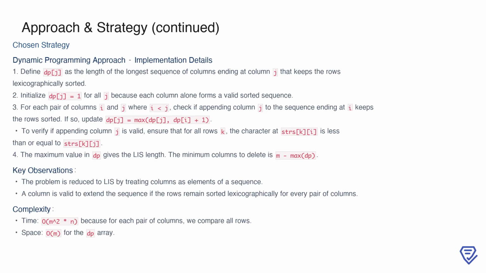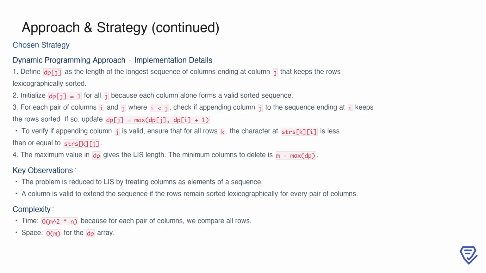The dynamic programming approach breaks the problem into manageable steps. First, we define dp[j] as the length of the longest sequence of columns ending at column j that keeps the rows lexicographically sorted. Initially, we set dp[j] equals 1 for all j, because each column on its own forms a valid sequence. Then, for each pair of columns i and j where i is less than j, we check if appending column j to the sequence ending at i maintains the lexicographical order. If it does, we update dp[j] to be the maximum of its current value or dp[i] plus 1.